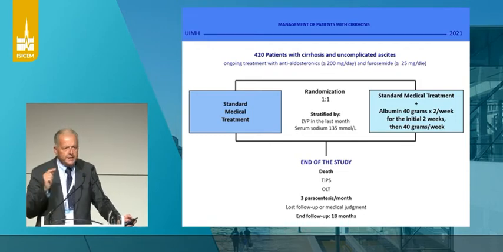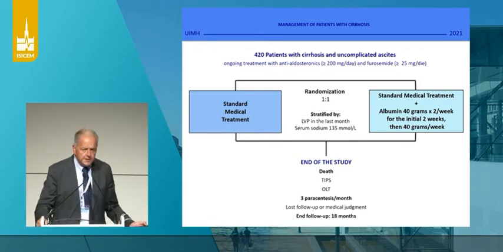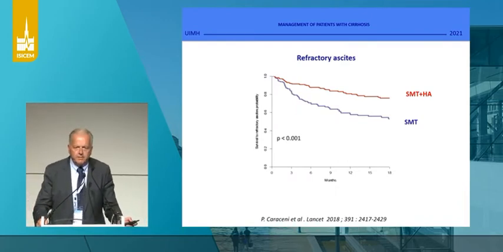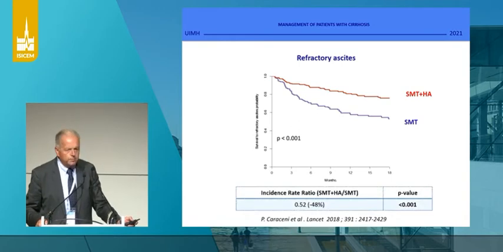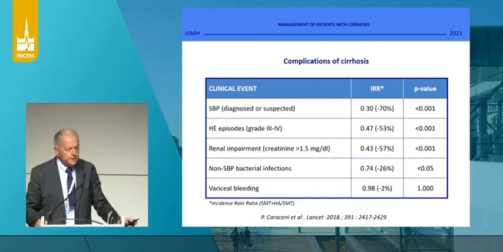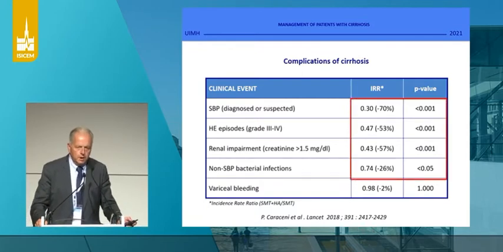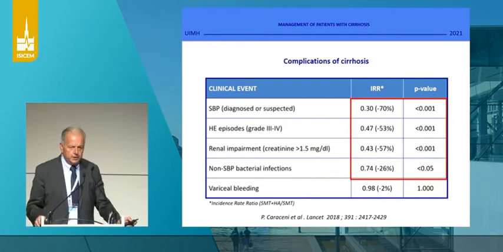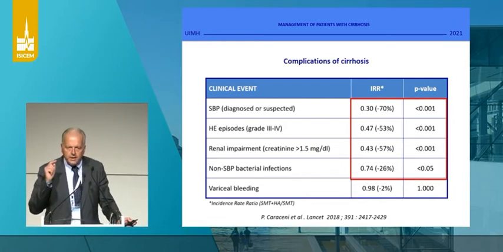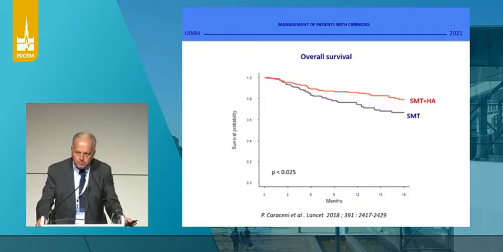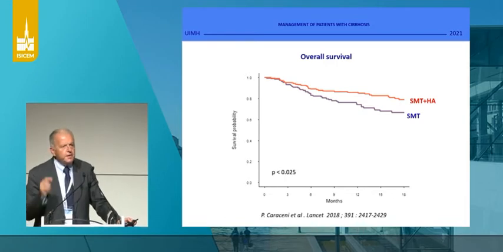week for 18 months. And you can see that the long-term use of albumin was capable to prevent the development of refractory ascites, was capable to prevent spontaneous bacterial peritonitis, other infection, was capable to prevent hepatic encephalopathy and hyponatremia. But overall, the long-term use of albumin was capable to improve survival. The secret is to give enough albumin for a long period of time.